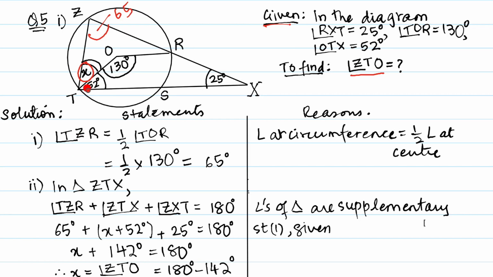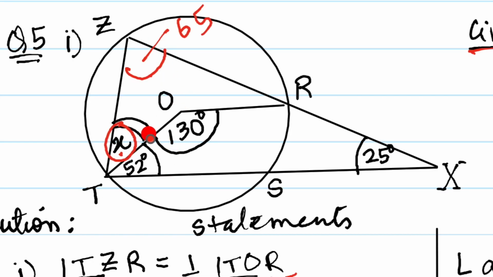So we write it, angle TZR will be half of TOR. Angle at the circumference is equal to half the angle at the center. And we write half into 130, which is 65 degrees. Now slowly we have to come to this. So you will see that in this triangle, can you see this triangle, this one? We know 65, we know 25, and we can find this out. Now can you see this angle is made of X and 52?